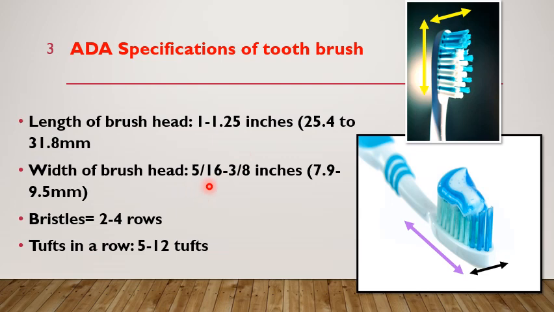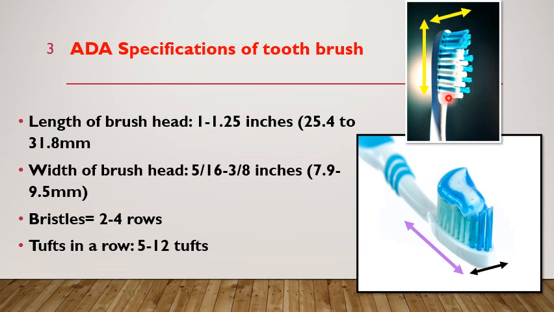Width of the brush head is 5/16 to 3/8 inches. That is around 8 to 10 millimeter. Bristles should be 2 to 4 rows. If you just see, these are the rows. So around 2 to 4 rows of bristles should be there.